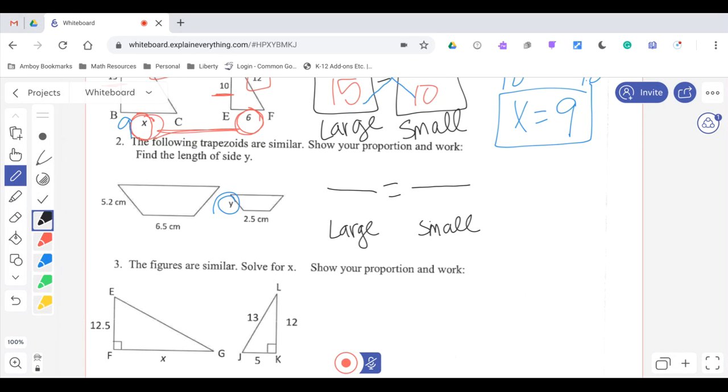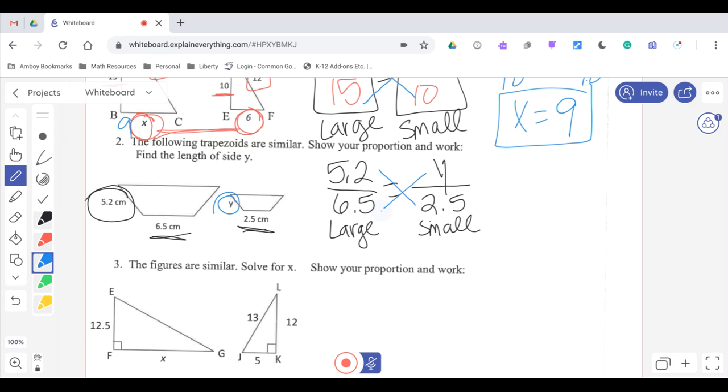So my missing side is on the small triangle, so I'm going to make sure I put a Y up here. And that Y matches with 5.2 centimeters over here. So that has to be on the top of the large fraction. On the bottom, I need my other set of matching sides, which are 2.5 and 6.5, and I just got to make sure they're in the right fraction. And now I'm going to cross multiply.